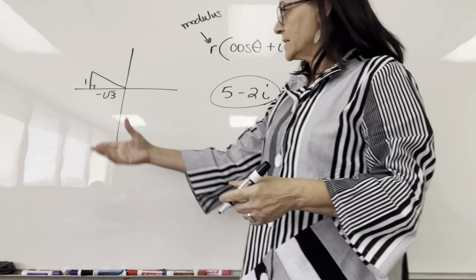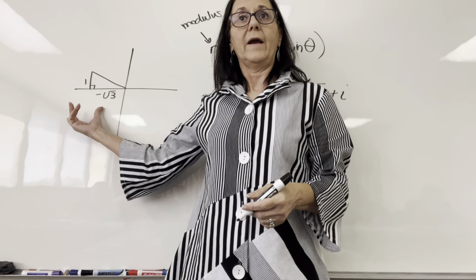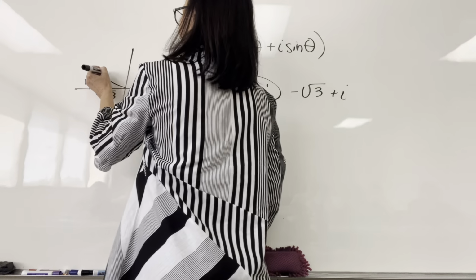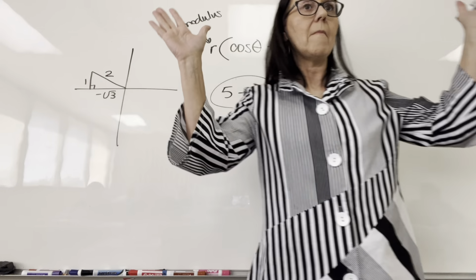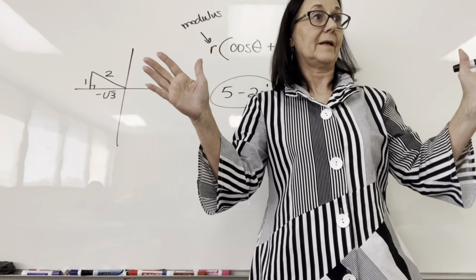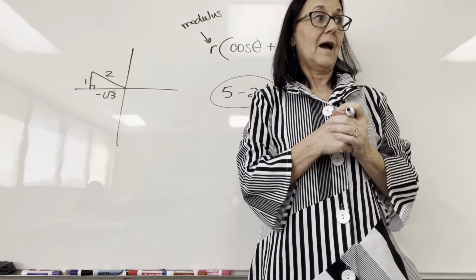Now, is this a Pythagorean triplet that you are aware of? 1, square root of 3, 2. We already know our modulus. We did not even have to do Pythagorean theorem because we knew the triplet. Right?